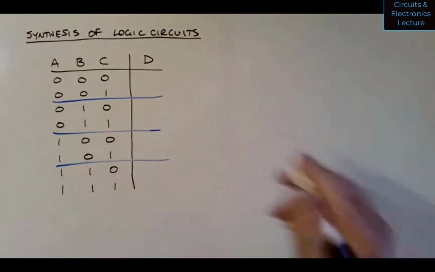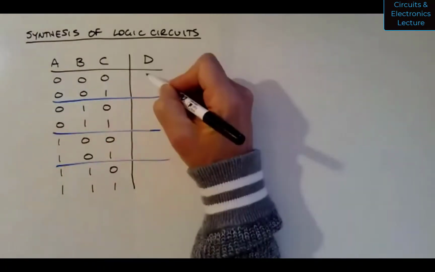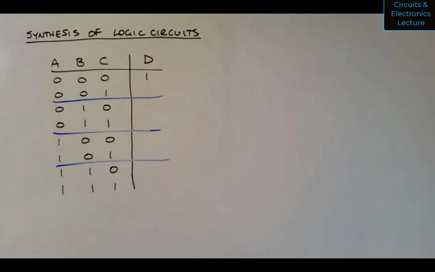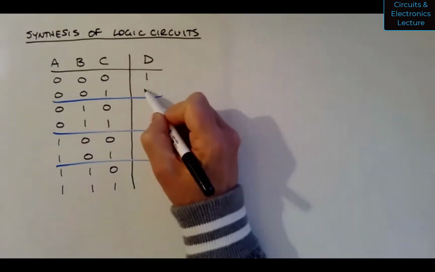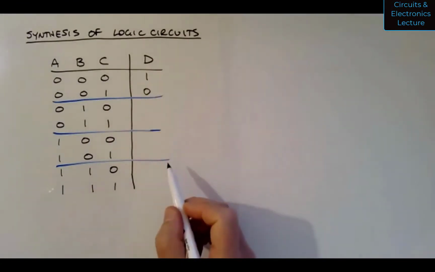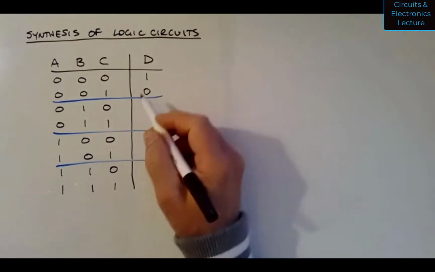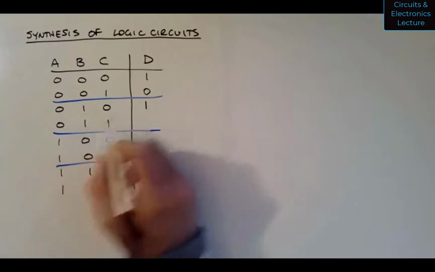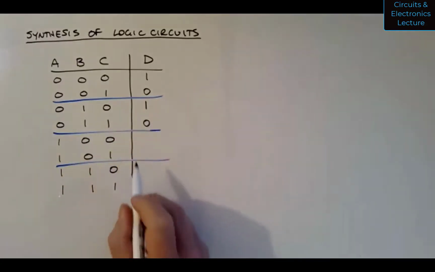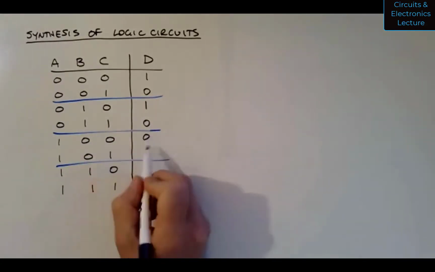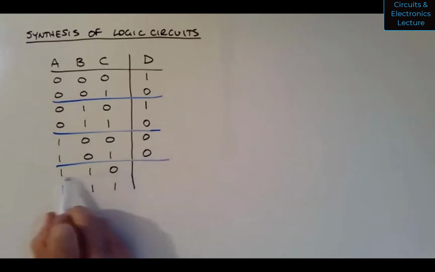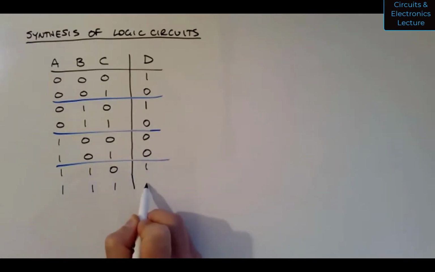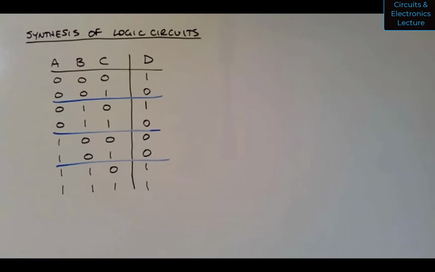So let me just say that for this combination of inputs, I want this to happen. I'm not really thinking about what the application is. I'm just making up some outputs. For this combination, I want something to turn on. For this combination, I want something to turn off. Here, I want something to turn off. I want something to turn off. Here, I want it to turn on. I want something to turn on. So I have the inputs on the left and the output on the right.